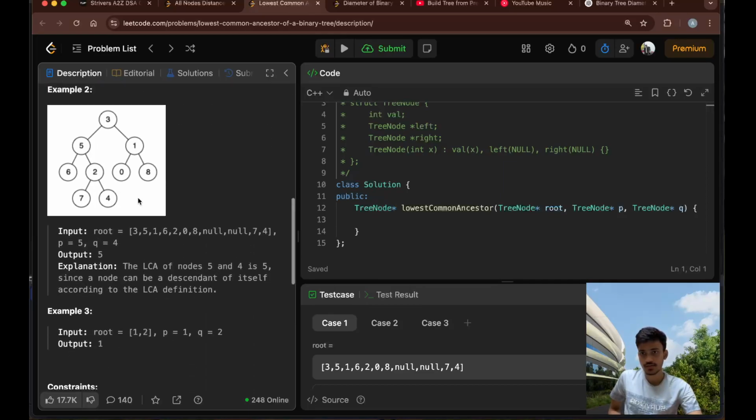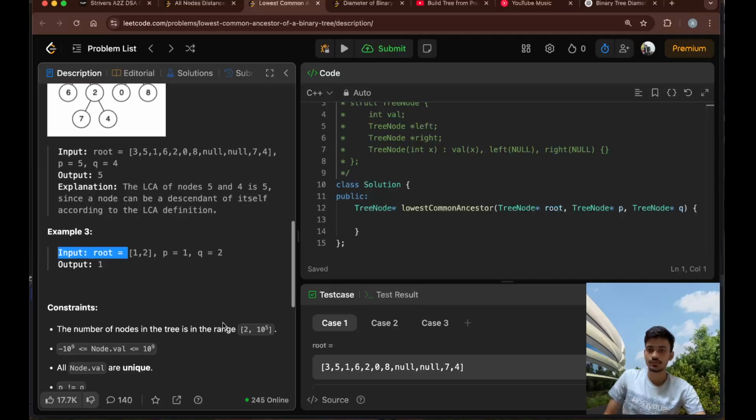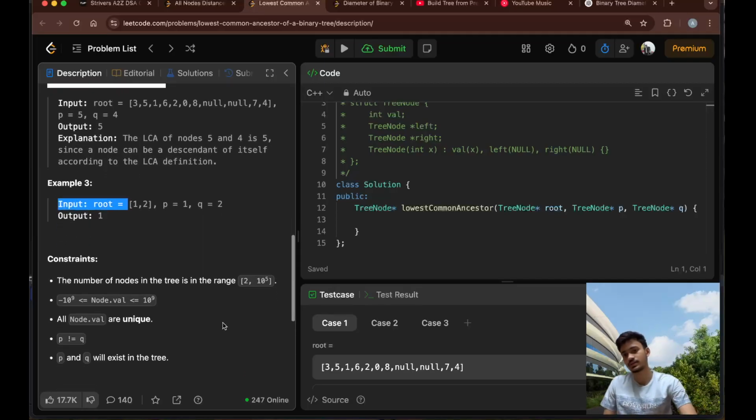Now the next question is 5 and 4. Where is 4? Here it is. So 5 would be our answer, because it is the ancestor of 4, and it is an ancestor of itself also.